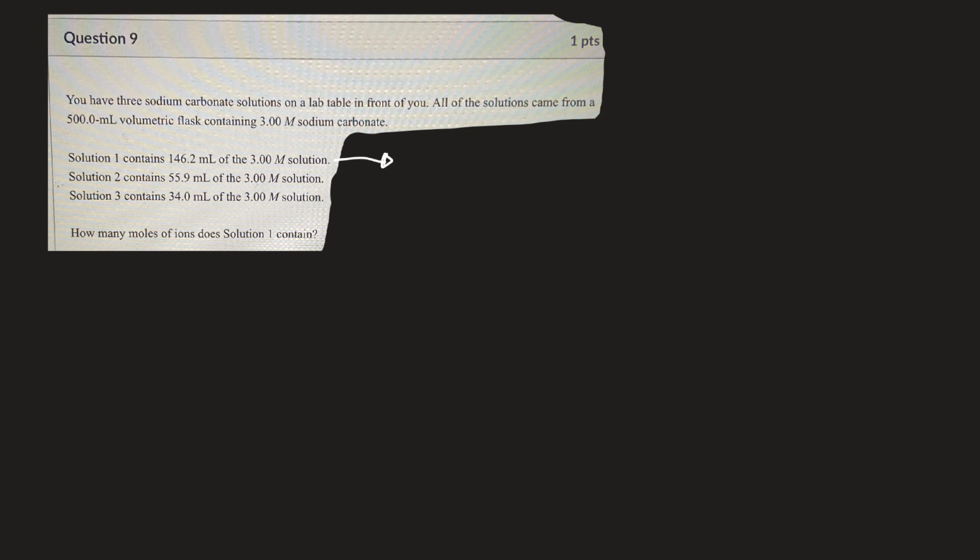Well, this information up top, it says it has this volume at this concentration. So if it came out of a volumetric flask, you don't need to know that. Nor do you need to know what the original concentration was, because you have the current concentration. So they want to know moles.